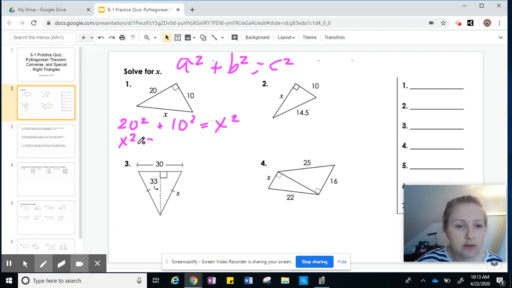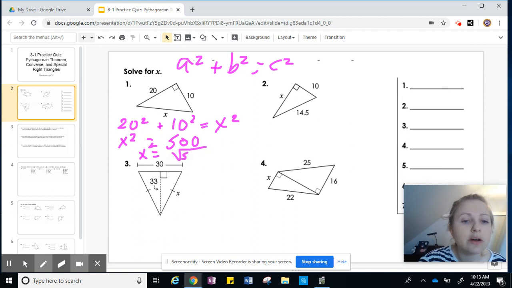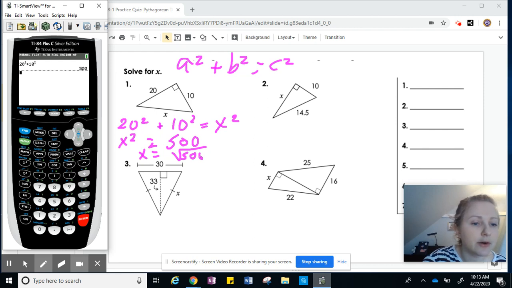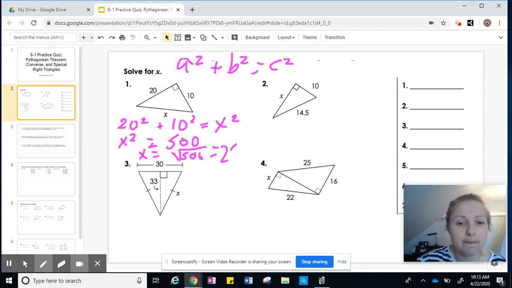So that means x squared equals 500. In order to get x alone, we need to take the square root of that. So x equals the square root of 500, which is, if we take our square root button and then take the square root of the answer, that gets us about 22.36. So our answer to number one is x equals 22.36.